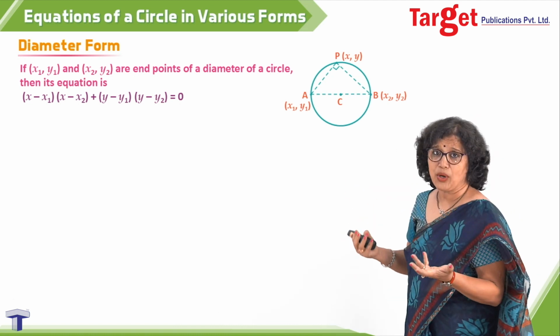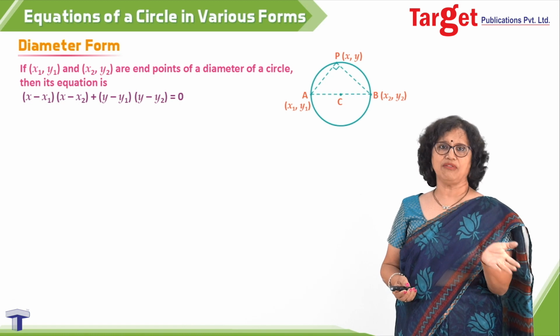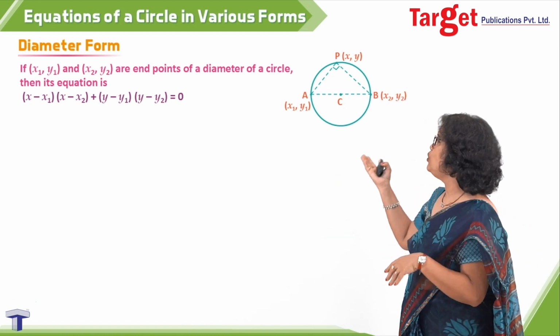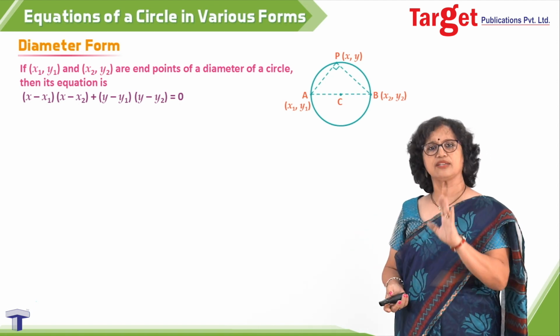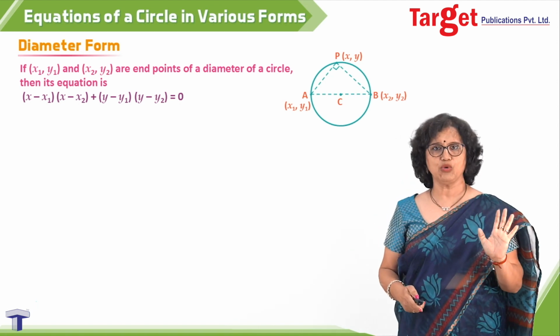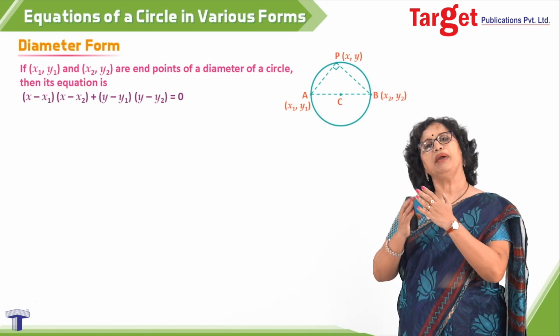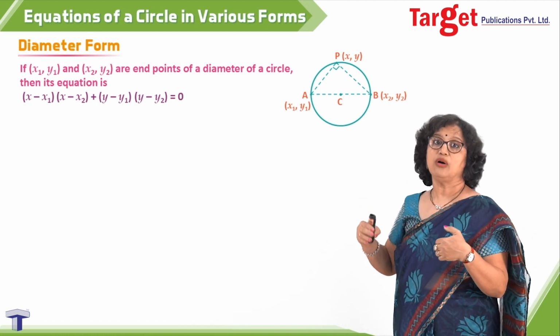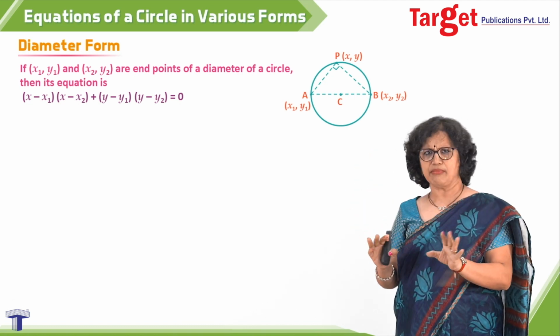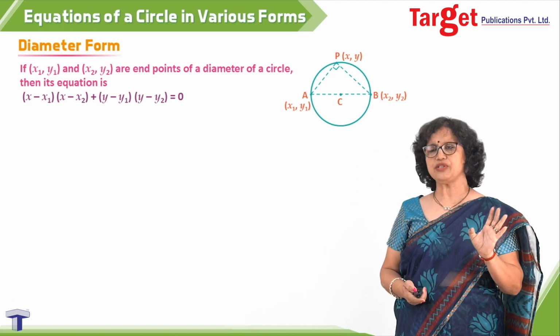So nothing special about it. Only the endpoints you should know, (x1, y1) and (x2, y2). Which point you name as (x1, y1) doesn't matter here. Now you can remember this form as (x - x1) into (x - x2) plus (y - y1) into (y - y2) equal to 0. It is the same form you would have got after expansion using the slope method, and if you expand here it would be the same. So which form you remember, that choice is yours.